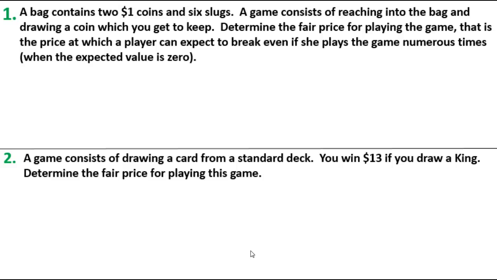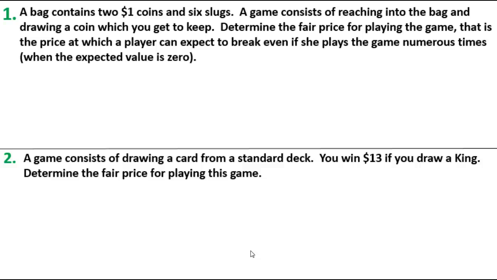So number 1 says a bag contains 2 $1 coins and 6 slugs. Remember, a slug has no value, but you can't tell the difference. Okay, so if you reached your hand in there, you would know which one was a slug and which one was an actual dollar coin. So you reach your hand into the bag and you get to keep what you pull out. So we want to determine the fair price of the game. That means when the expected value would be 0.